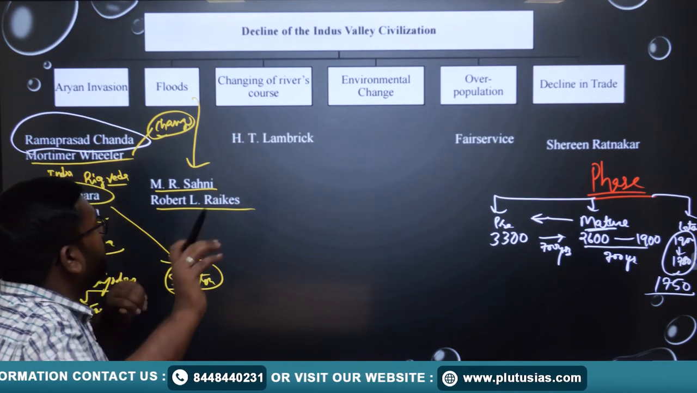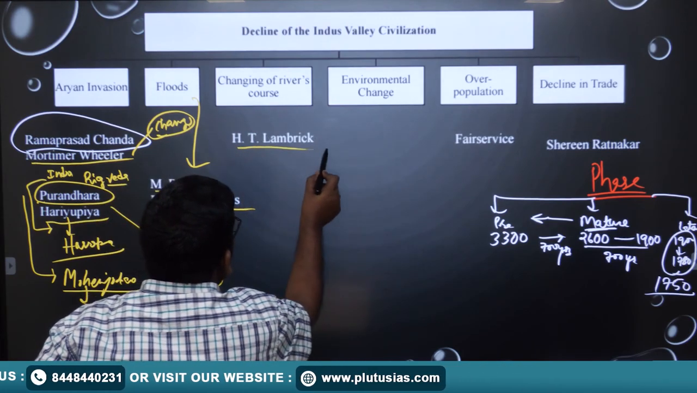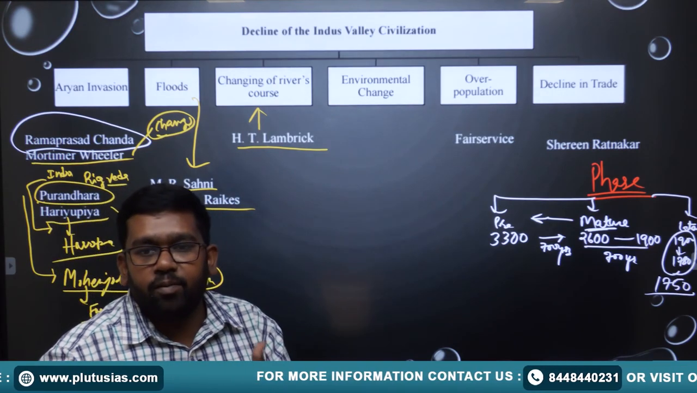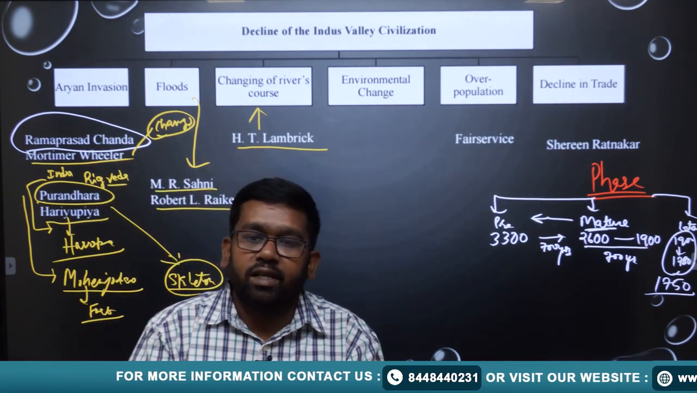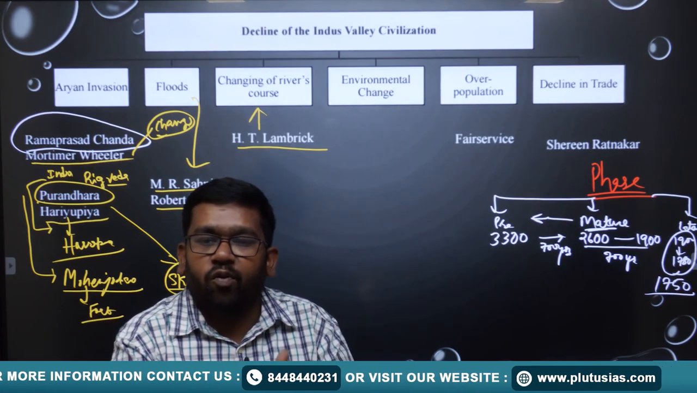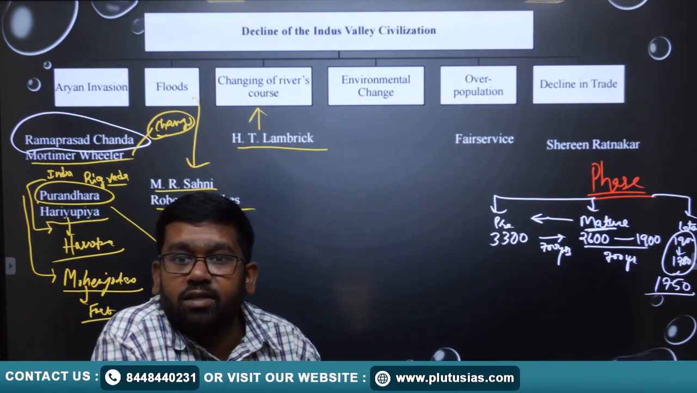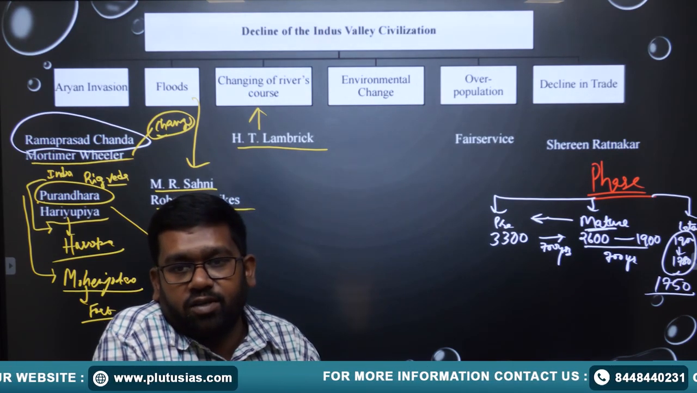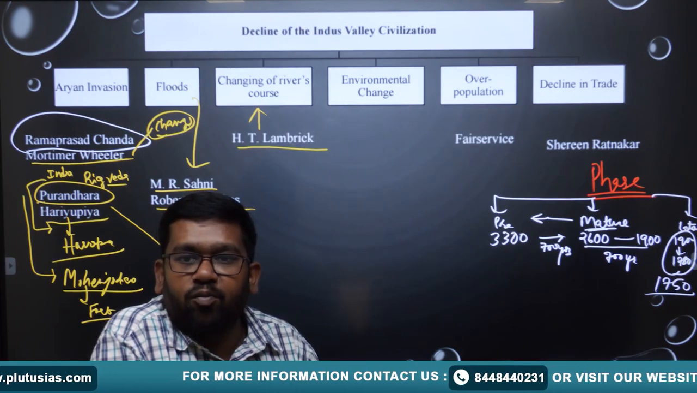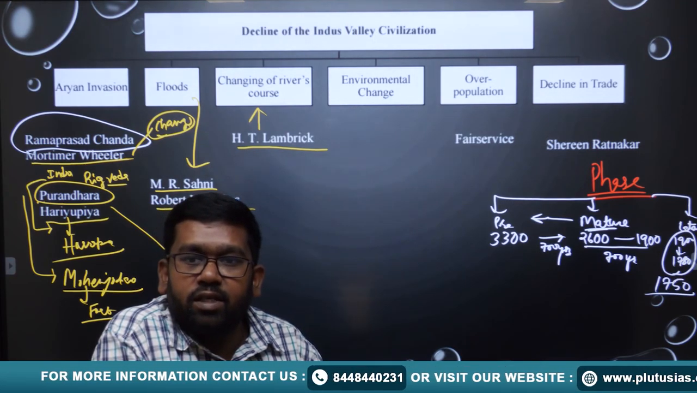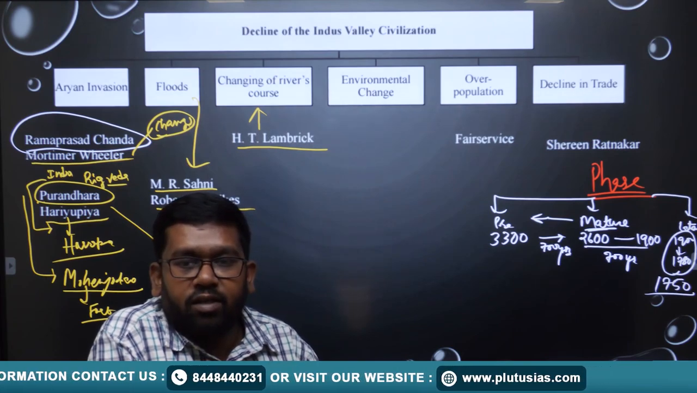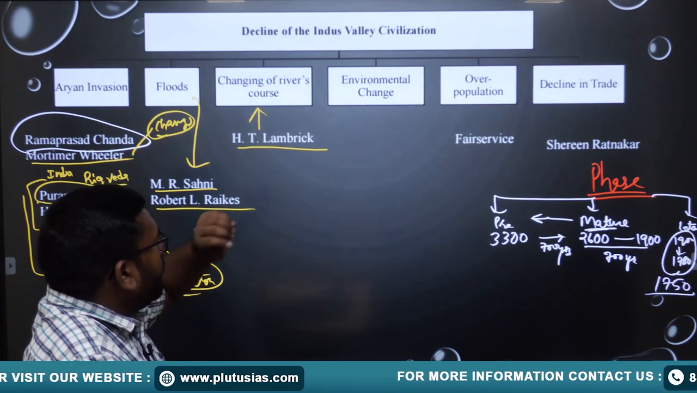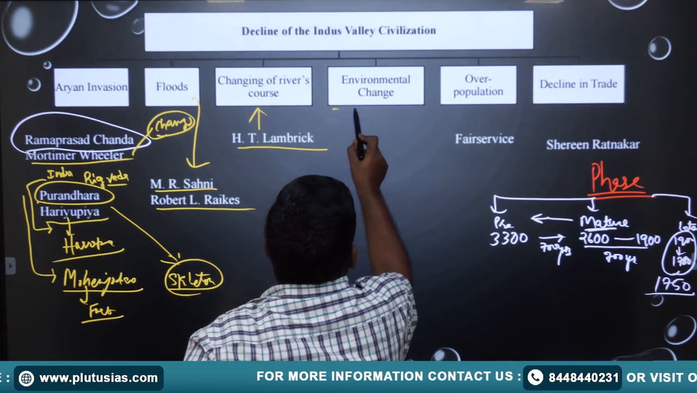The other set of people, especially H.T. Lambrick, said that the Indus and its tributary rivers may have changed their course. So the water course of the river may have changed, and the people settled at these sites had no water resources. That is why these people had to move to other sites. So the changing course of the river is another cause behind the decline of Indus Valley Civilization, according to H.T. Lambrick. Other people say there is environmental change.